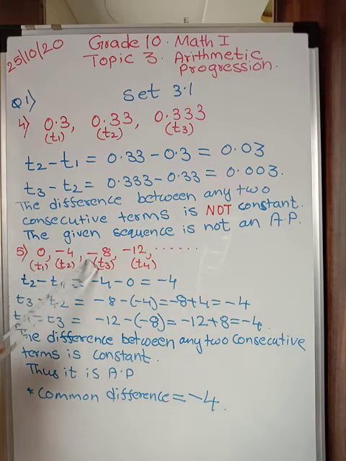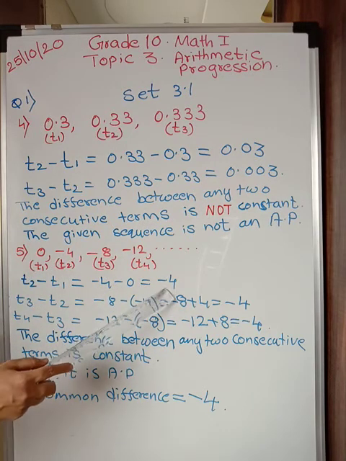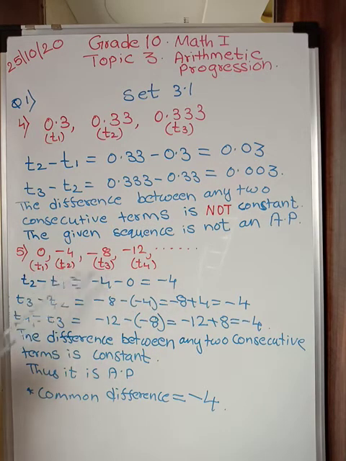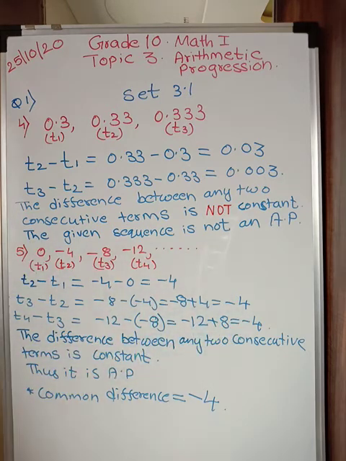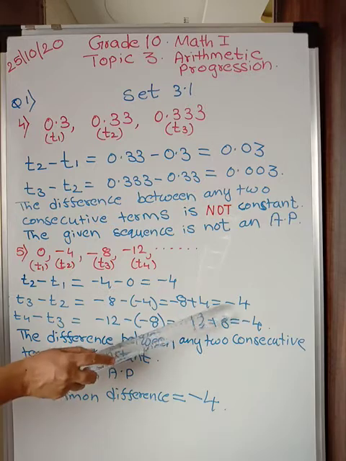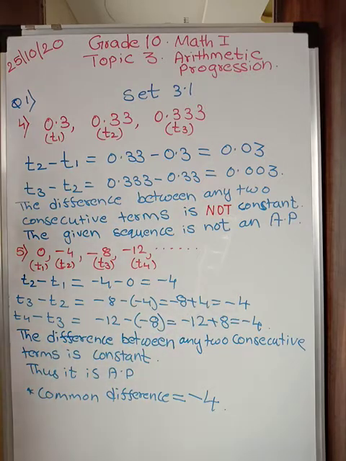0, minus 4, minus 8, minus 12. If you subtract T2 minus T1, you get minus 4. Similarly, T3 minus T2, you get minus 4. T4 minus T3, also you get minus 4. So here again, the difference between any two consecutive terms is constant, and therefore this is again an AP. And what is the common difference? Common difference D is equal to minus 4. Alright, let's go to the next problem.